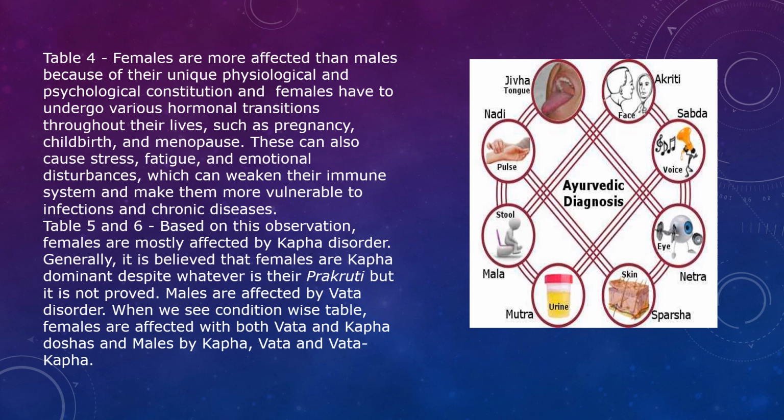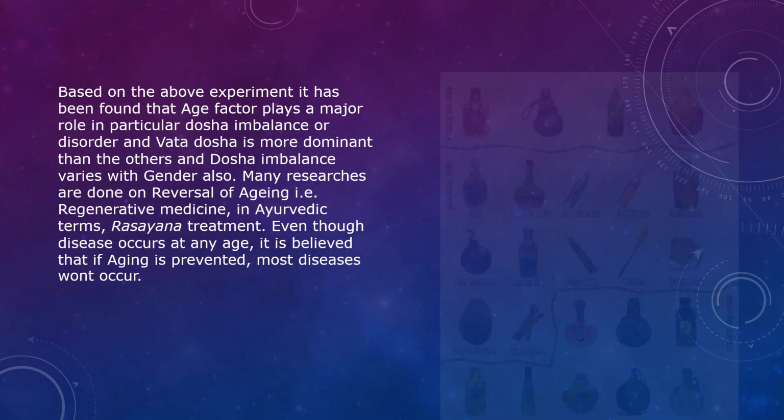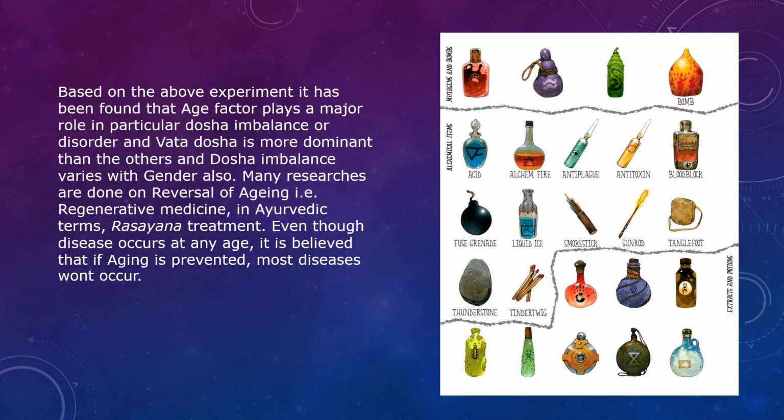Table 5 and 6. Based on this observation, females are mostly affected by Kapha disorder. Generally, it is believed that females are Kapha dominant whatever their prakriti is, but it is not proved. Males are affected by Vata disorder. When we see the condition-wise table, females are affected with both Vata and Kapha doshas, and males by Kapha, Vata and Vata Kapha. Based on the above experiment, it has been found that the age factor plays a major role in a particular dosha imbalance or disorder, Vata dosha is more dominant than the others, and dosha imbalance varies with gender also.